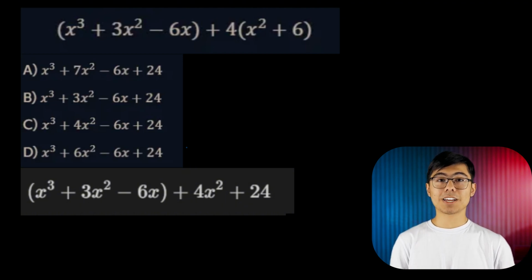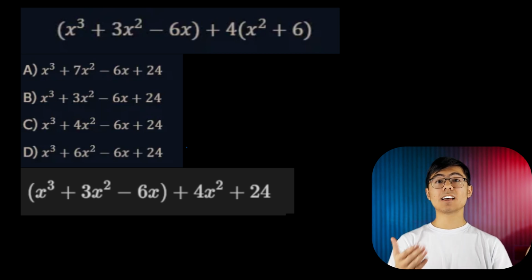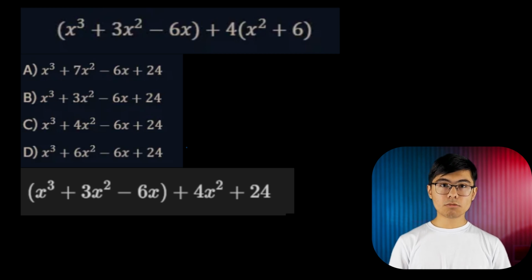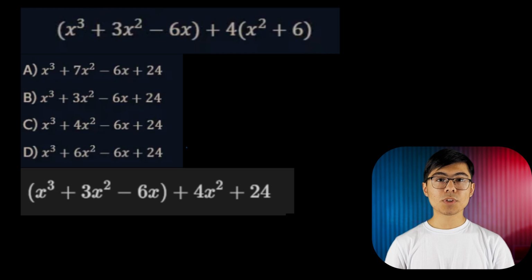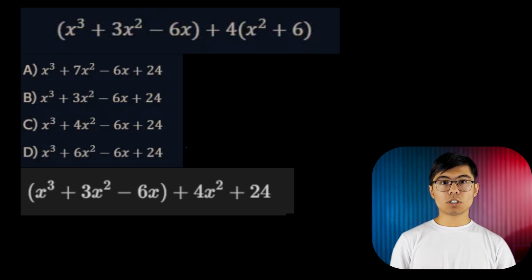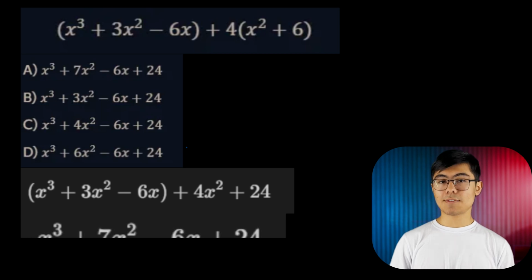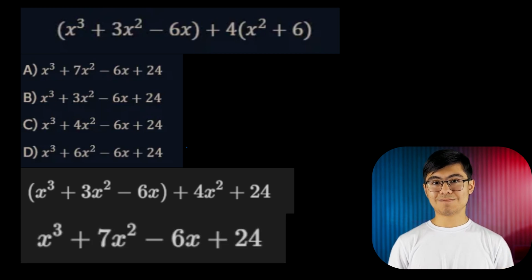This is actually the beauty of algebra. Everything has a place. The terms go together and all constants stack up. So let's combine 3x squared plus 4x squared. So 3x squared plus 4x squared equals 7x squared. So now we are left with x to the power of 3 plus 7x squared minus 6x plus 24. Now we are going to compare the options, and the correct option is A.